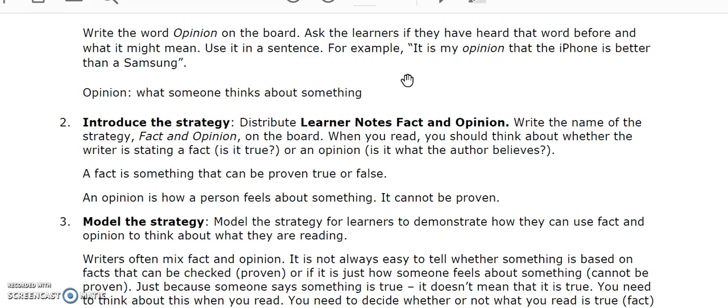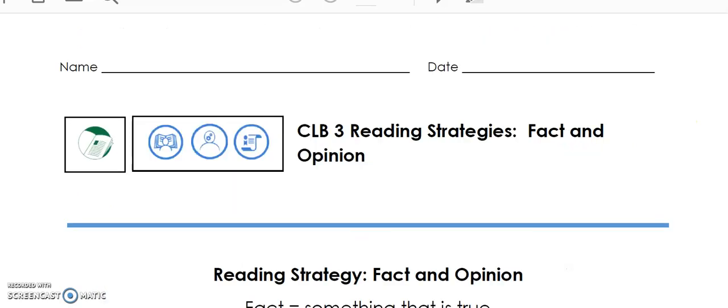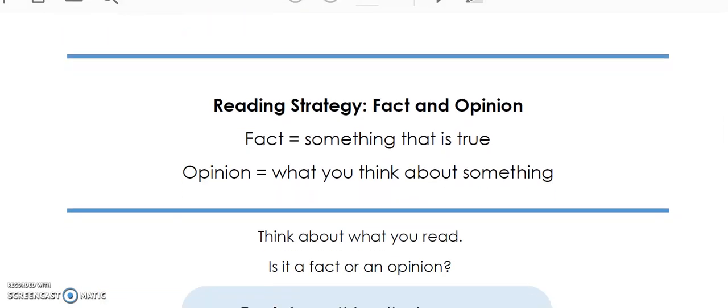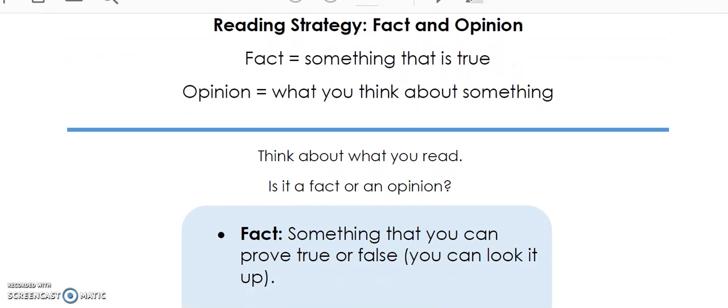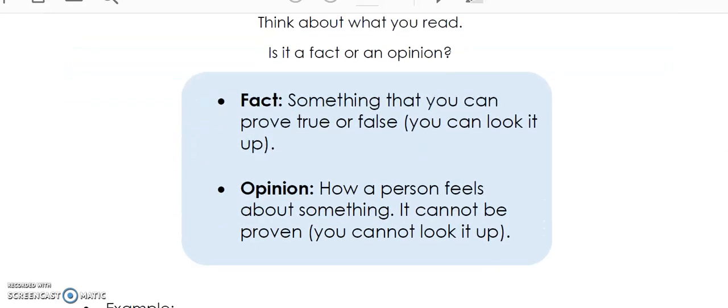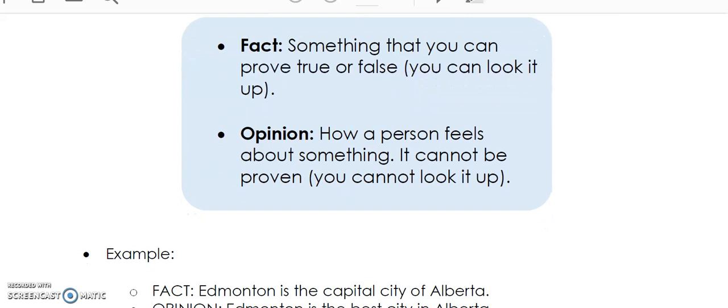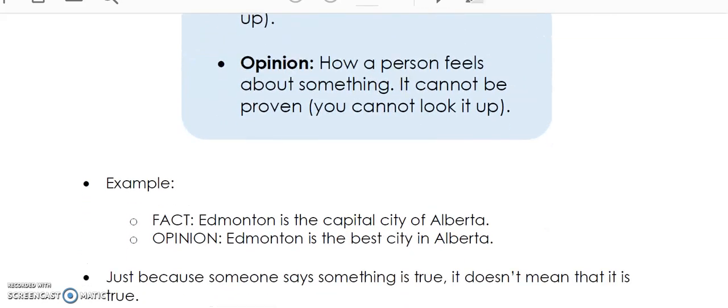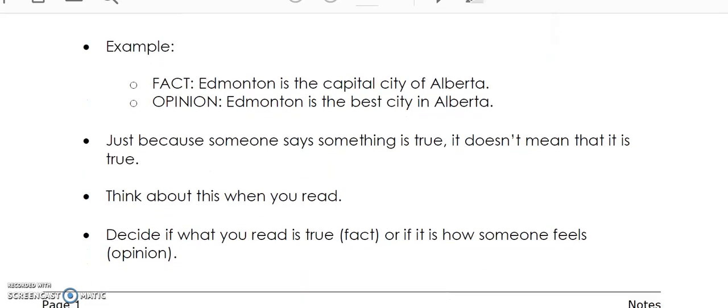When you introduce the new strategy, distribute the learner notes. The learner notes are a summary of what was taught in the lesson, and they are at an easy reading level for the learner. Learners should keep these notes in their binder so that they can reference it when practicing this reading strategy when using other text. It is important that learners continuously revisit and practice the strategies.